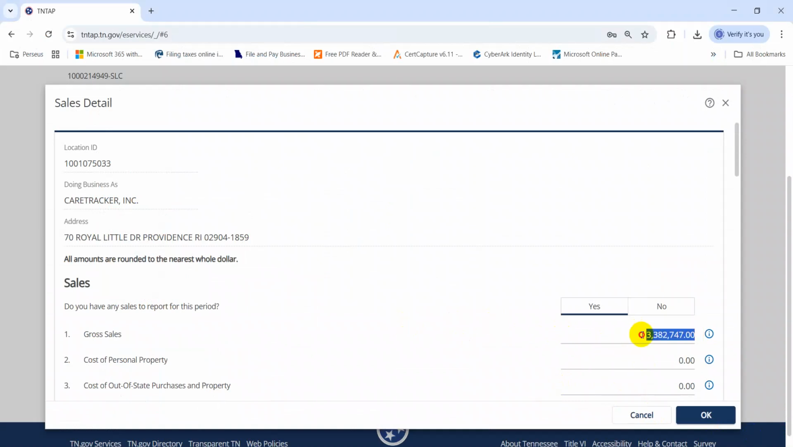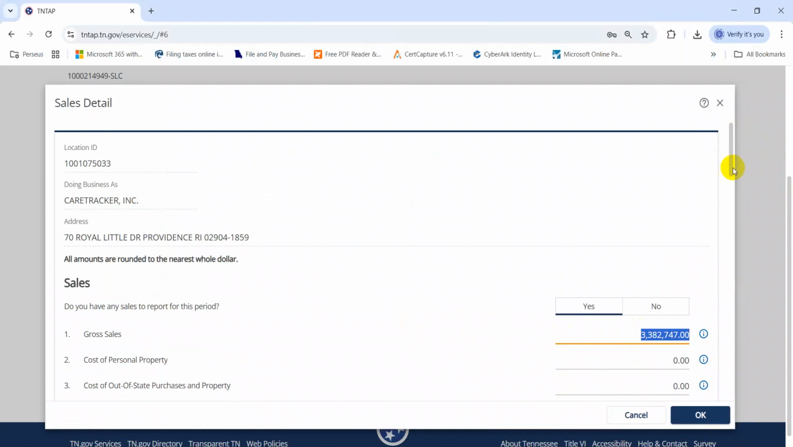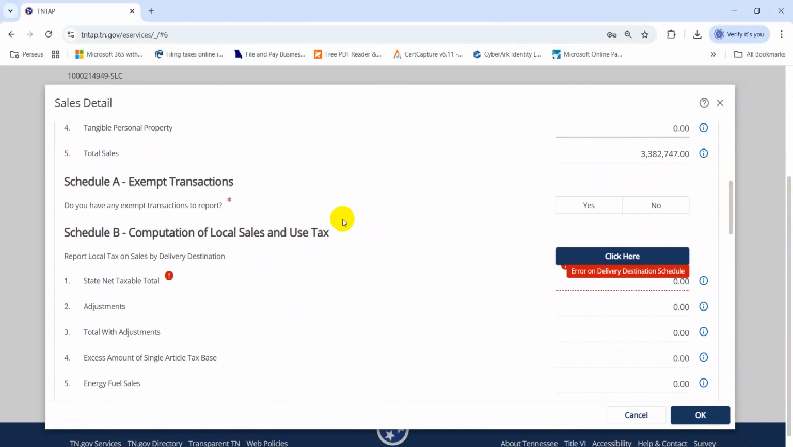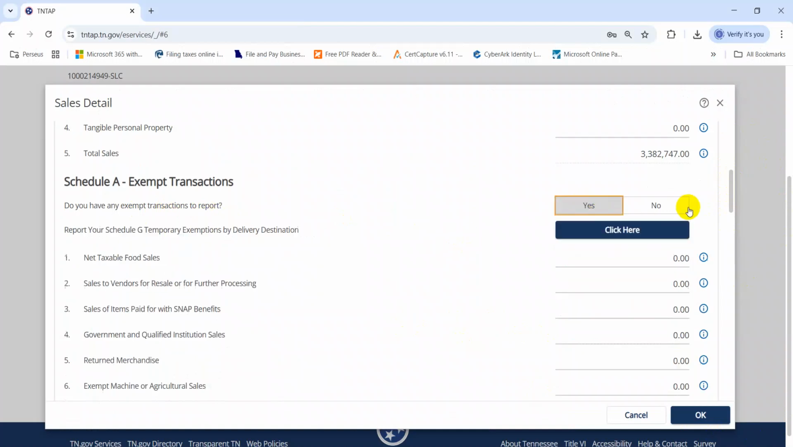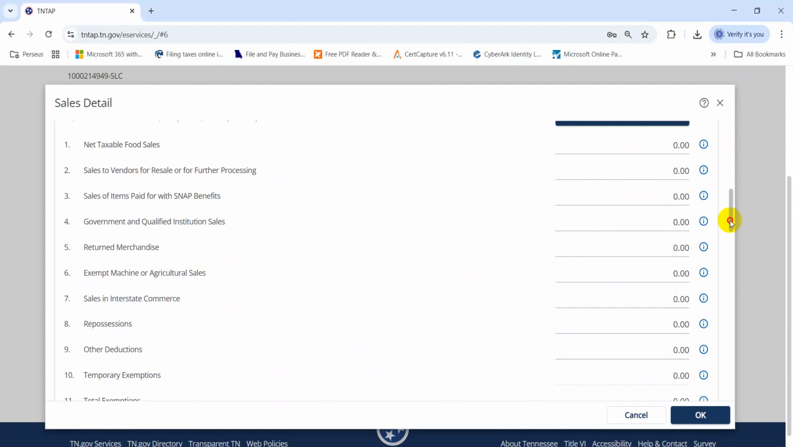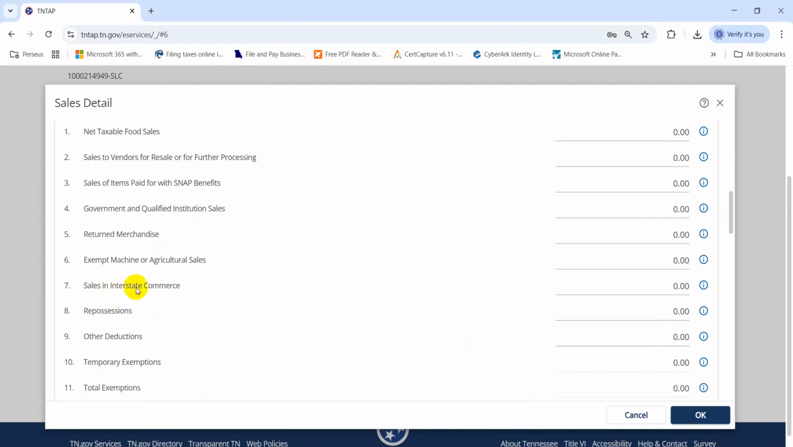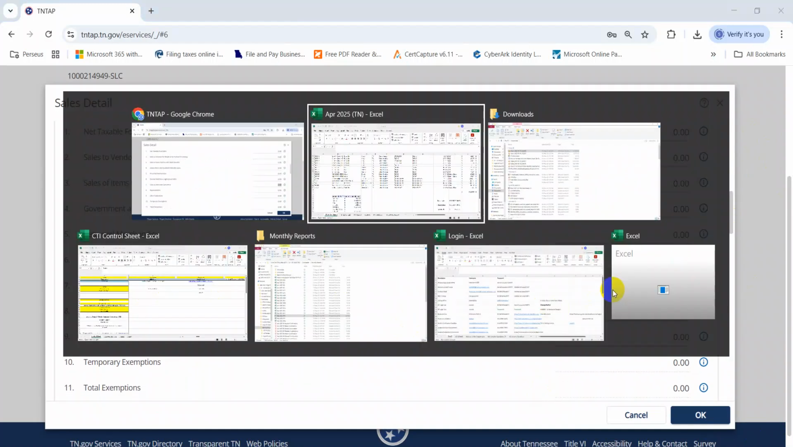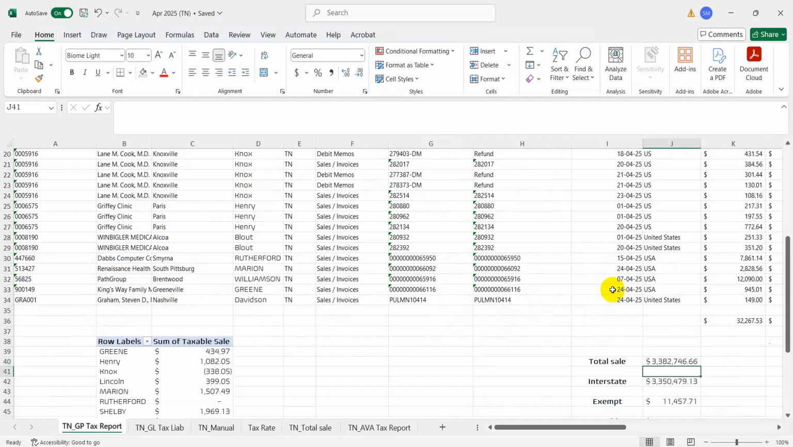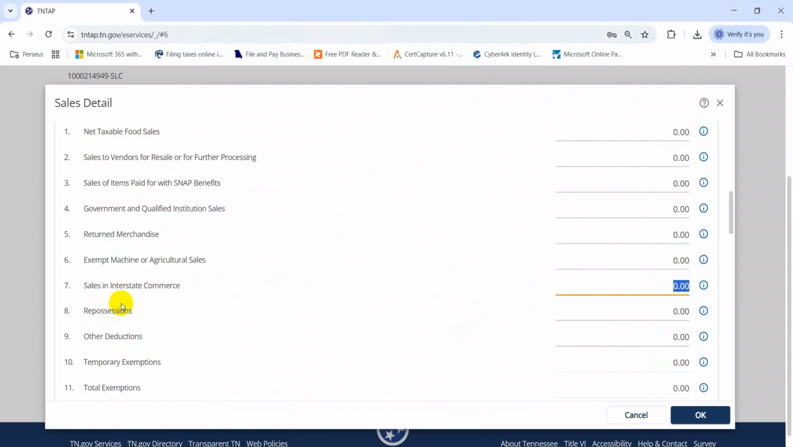So these are my total sales, and then I will go to the bottom. It will ask me, do you have any exempt transaction to report? So yes, I have the exempt transaction to report. Now here you can see we have the option of sales in interstate commerce. From all these sales, I have some sales which are exempt, which are not taxable, and I will report these sales in my interstate commerce.